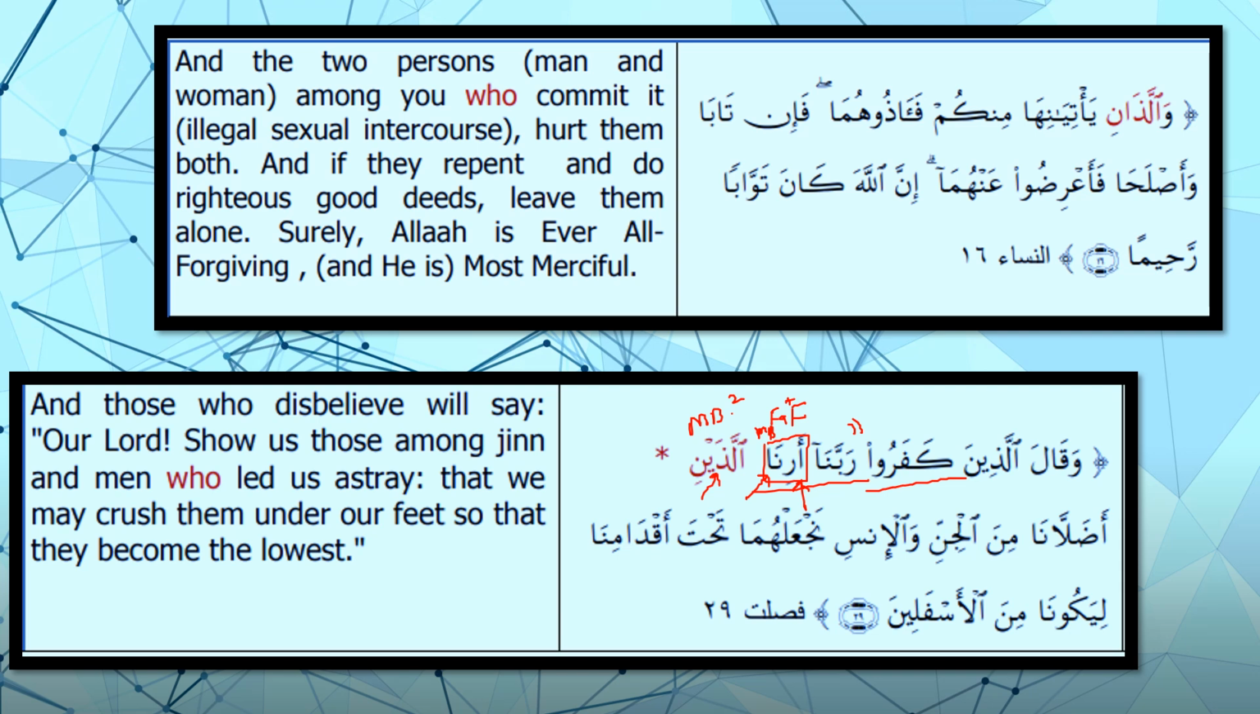Allazaini. Why allazaini? Why has the dual been taken? Because here they are speaking about two people, that is adallana, they have made us go astray, and who has made them? Jinn, number 1, and ins, number 2. So that's why the ism mausool for two people has been used for the duals, al ins. نجعلهما تحت أقدامنا ليكون من الأسفلين.